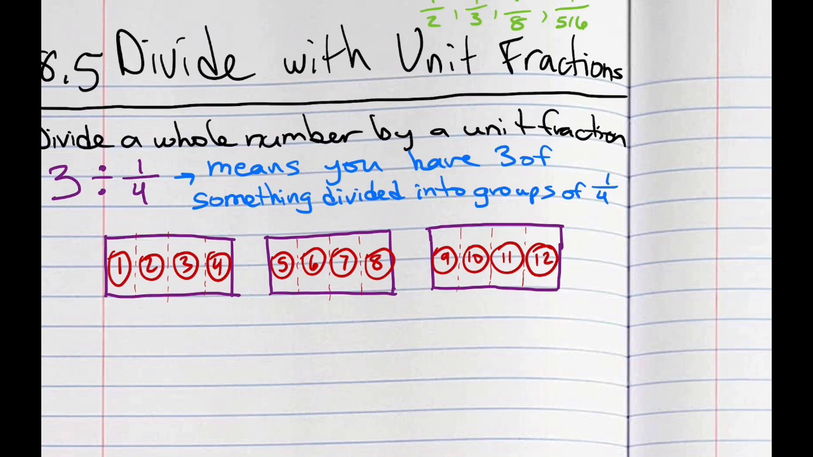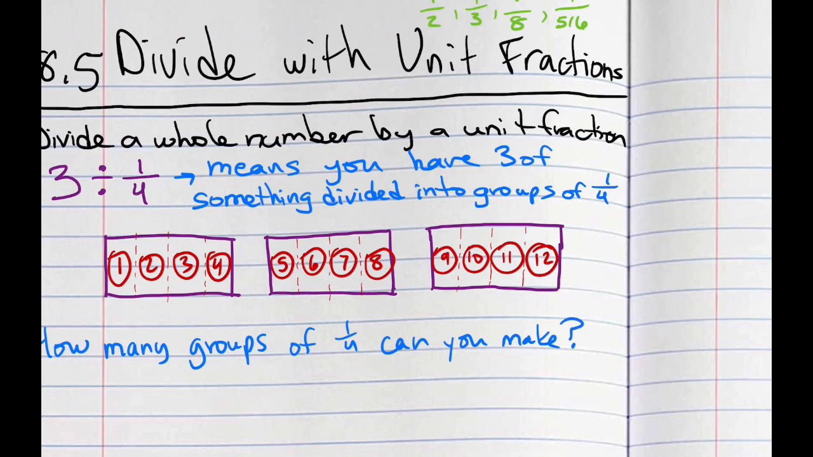So if I take 3 and I split it up into groups of 1/4, I now have 12 pieces. So then let's think about the math here. What's really happening? We're going to write how many groups of 1/4 can you make? That's really what we're asking ourselves here. And so let's set up our division problem again. We were doing 3 divided by 1/4. And since we could make 12 groups, our answer is 12.